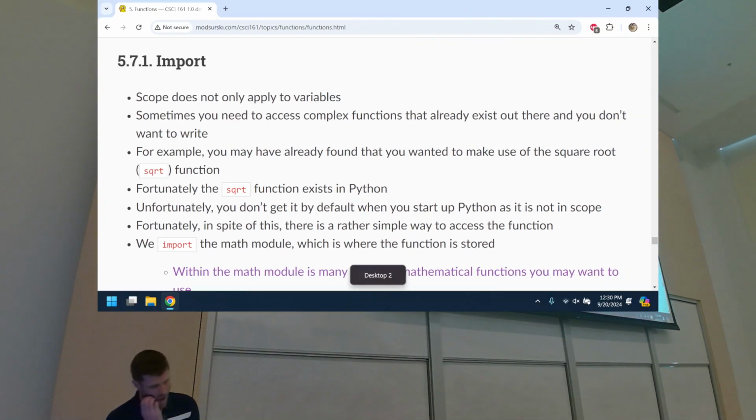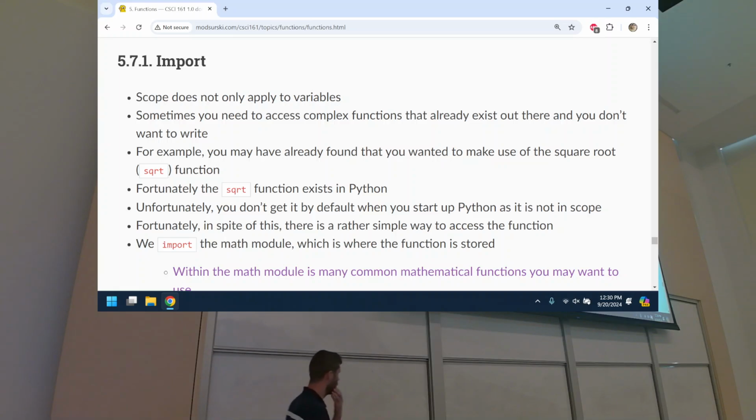Okay, we talked about this already, so I won't spend too much time, but imports. Scope, along with applying to variables, also applies to functions. And sometimes if you've got a lot of functions, we don't want them all stored in the same file. We might want to organize them in a nice way. For example, we might want to put all of the math functions in one file and all of the, I don't know, string-related functions in another file, and so on and so on. And that's how we break it down.